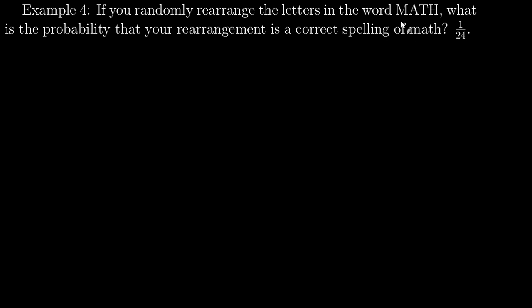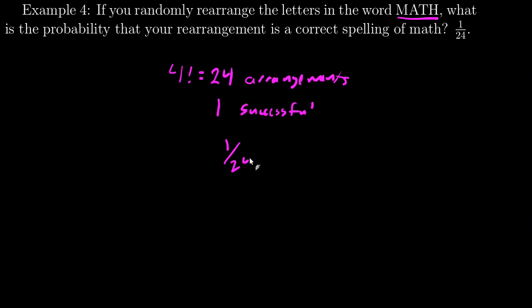And the way we do this is we say, okay, if I rearrange it, well, there are 4 factorial equal to 24 ways to rearrange these. M-A-T-H, M-A-H-T, M-T-A-H, M-T-H-A, all the way to H-T-A-M. Only one of those ways is a successful spelling. There's only one correct way to spell math. So there are 24 possible arrangements. Only one of them is successful. So the probability is 1 out of 24.